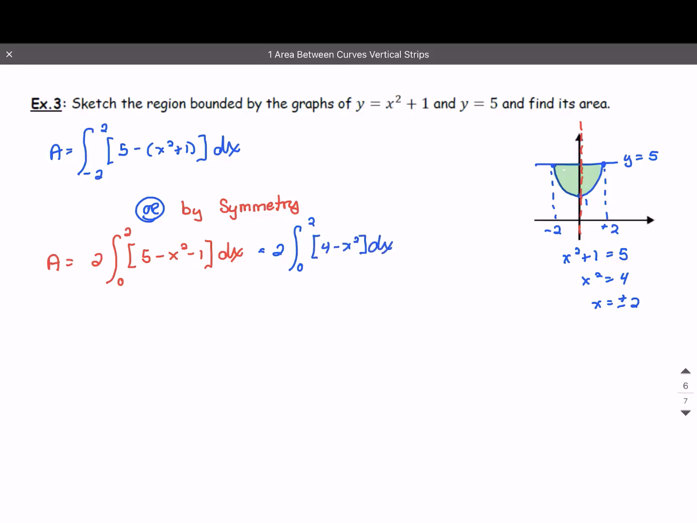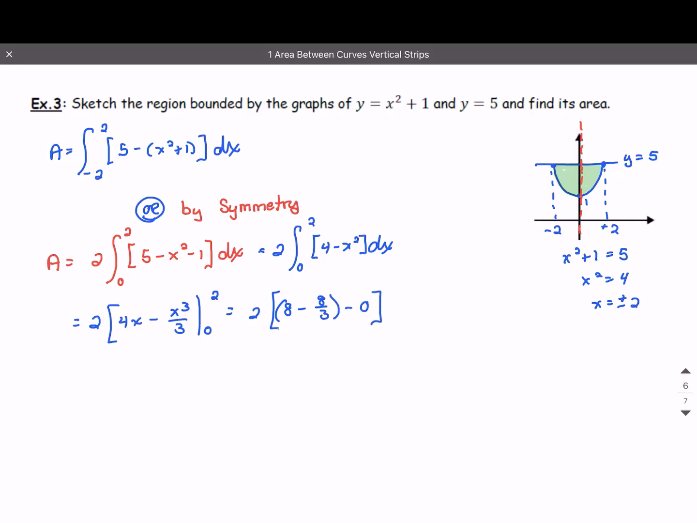Now, if I take my antiderivative, I keep my 2. Antiderivative of 4 is 4x. Antiderivative of x squared is x cubed over 3, and we're evaluating from 0 to 2. So that's going to give us 2 times. We substitute in the upper limit 2. 4 times 2 is 8, minus 2 cubed is 8 over 3, minus when we substitute in the 0, we're going to get 0.